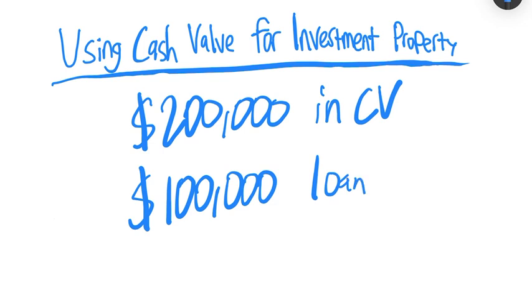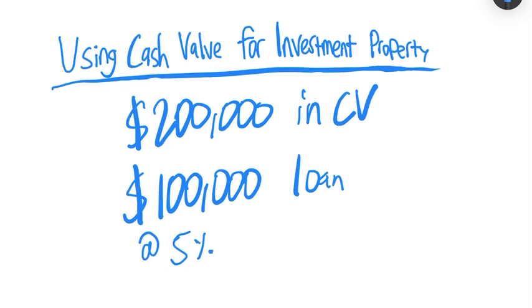Now, keep in mind, this loan that you're getting from the insurance carrier, you're going to have to pay interest on that. And we'll put that at 5%. That's pretty standard across the board right now. So you've got a $100,000 loan at 5% interest from the insurance carrier.